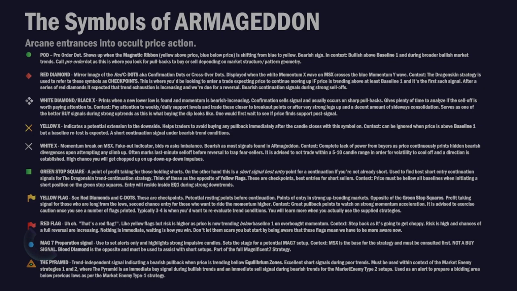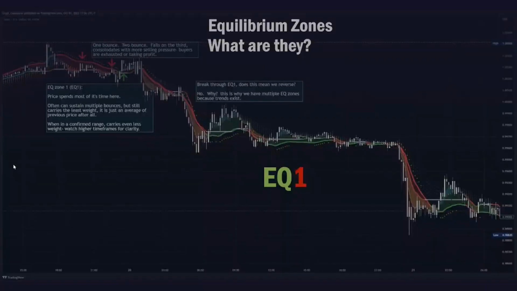And maybe some questions will pop up when we actually get into the strategies, and you might get a little bit more context as to what they mean. All right, we'll move right along here. All right, equilibrium zones. What are they?